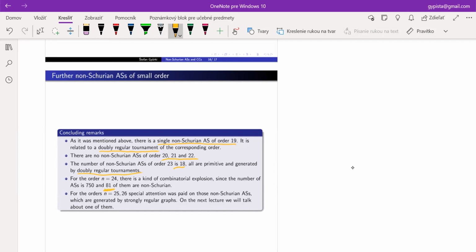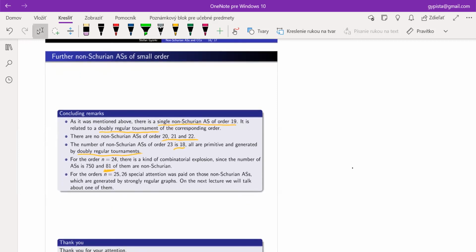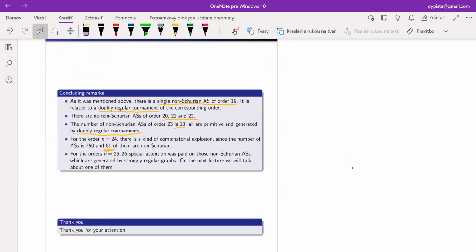Order 24 is much more interesting. The number of non-Schurian ones there is 81, so a lot of work can be done there. And there is some relation between the orders 25 and 26 because, at least in the case of rank 3, the strongly regular graphs can be connected.